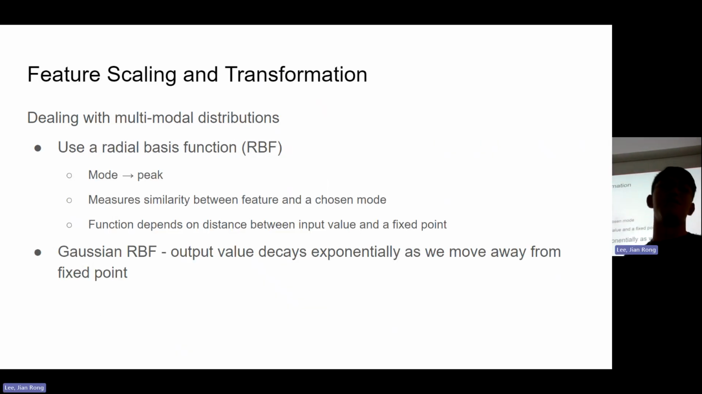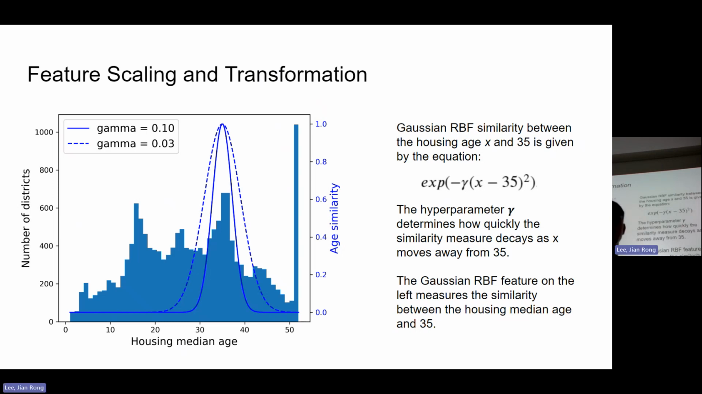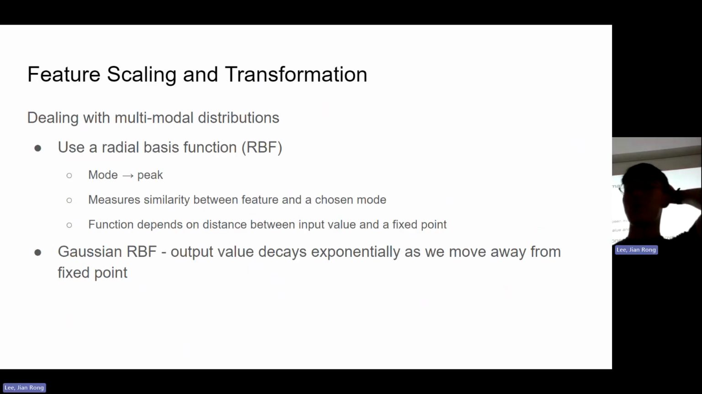Right. Okay, the last thing that I wanted to talk about in terms of scaling was multimodal distributions. This is what it looks like. So multimodal, because there's more than one peak. Mode basically refers to a peak. So you can see there's two large peaks here. So how do we deal with that? Because taking the log is not good enough, right?